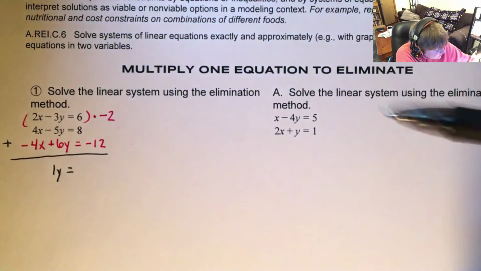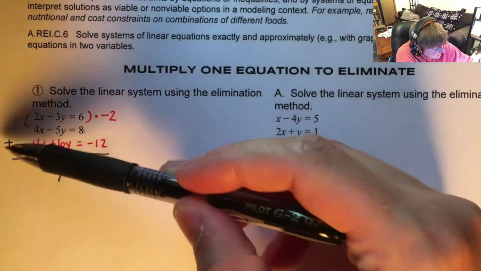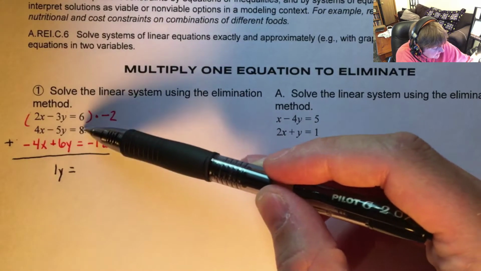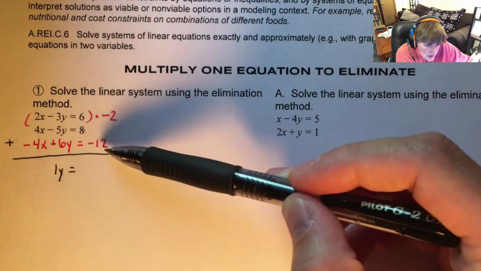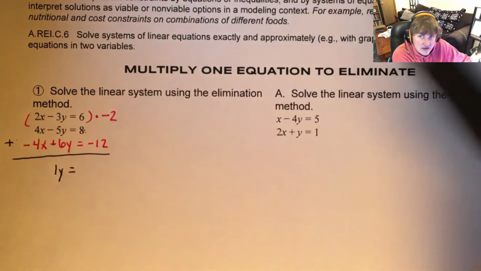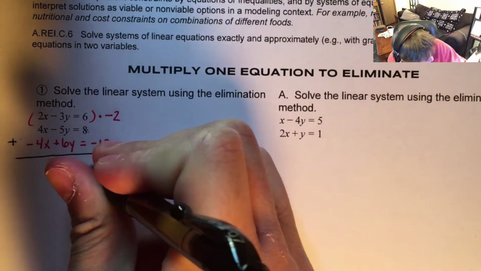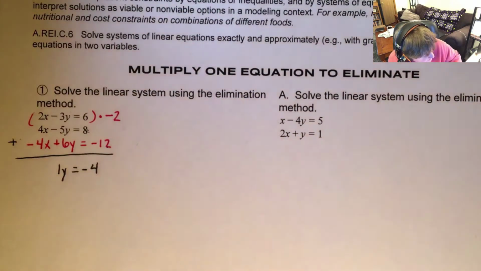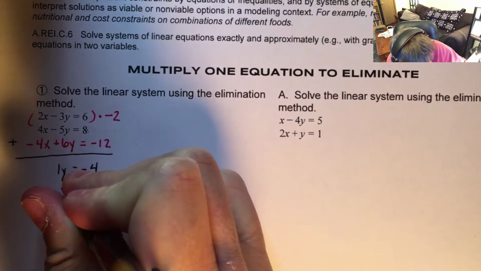Then we're going to do the same and go 8 plus -12. Again, each positive here is going to cancel out with one negative here. So how many more negatives are in this 12 than positives in this 8? Hopefully you can tell me there's 4 more negatives. So I get 1y is equal to -4, and that just means that my y value is equal to -4.